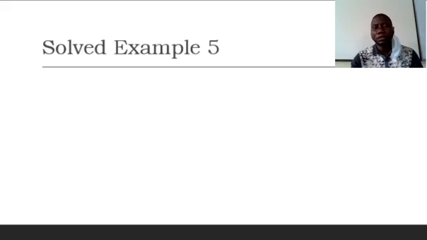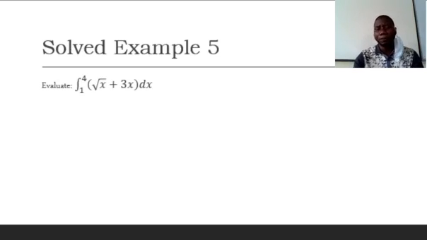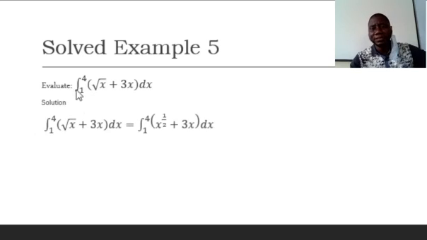This one is a past question, but the reference is not here. We are to integrate square root of x plus 3x with respect to x with upper limit 4 and lower limit 1. Okay, for you to integrate this, you have to simplify this root x. Root x, don't forget, can be x raised to power half, plus 3x with respect to x.